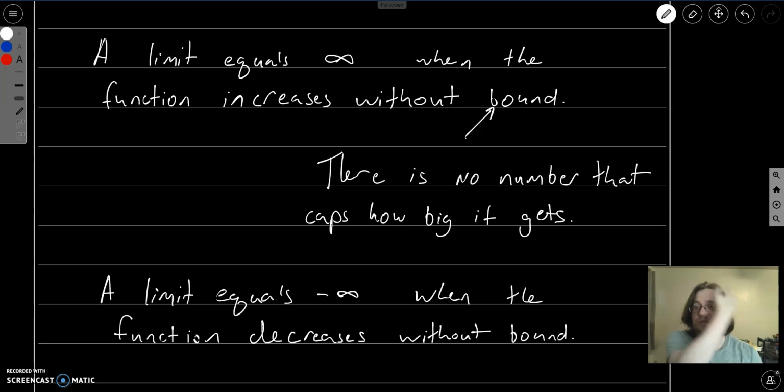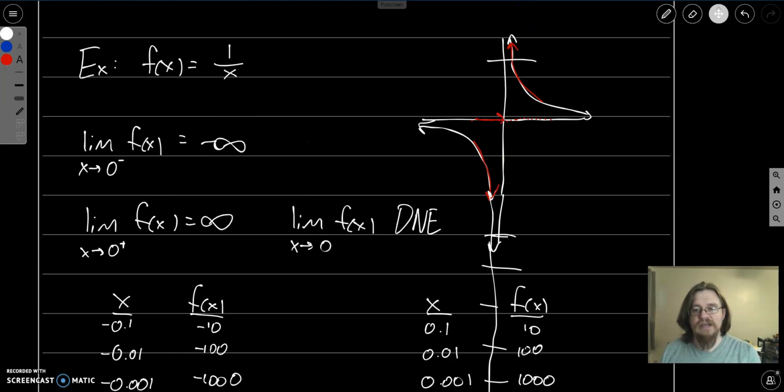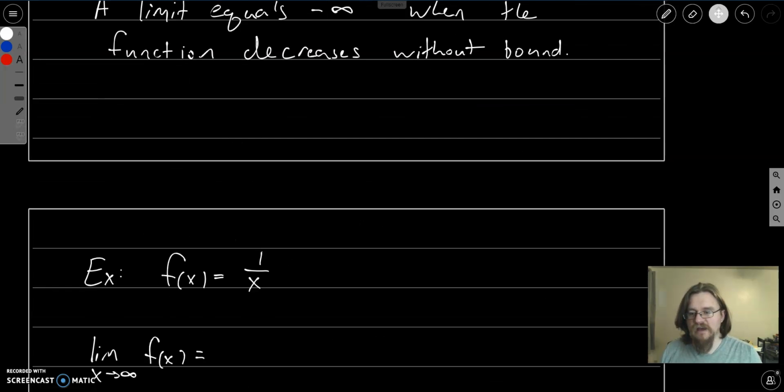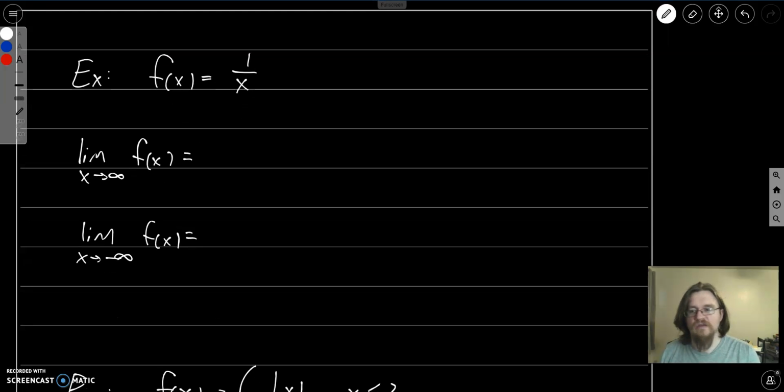And likewise, the same with negative infinity. A limit equals negative infinity when the function decreases without bound. So limits can be negative infinity, infinity, and let's look at another way that we can invoke infinity in here.